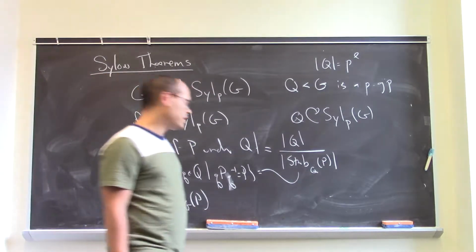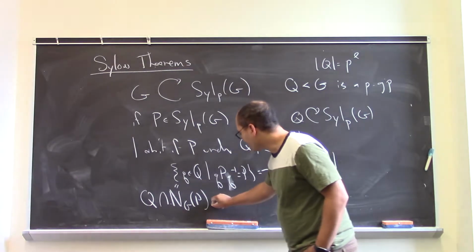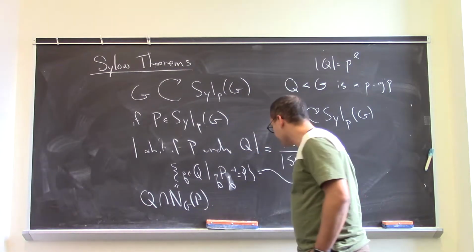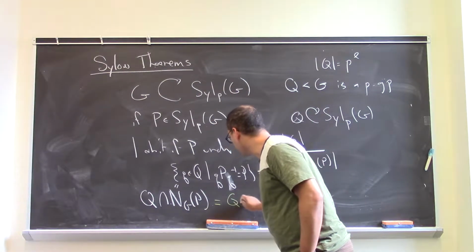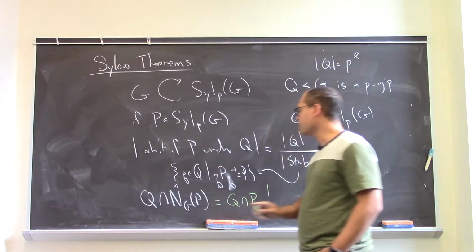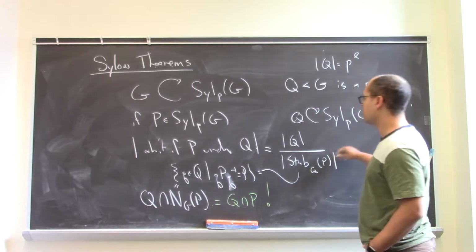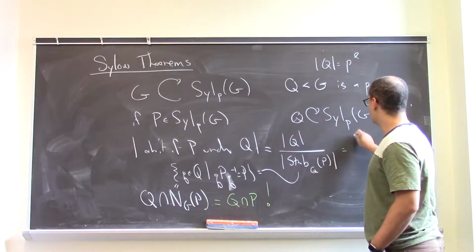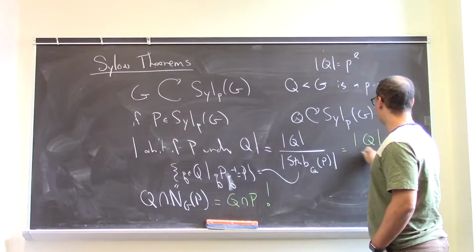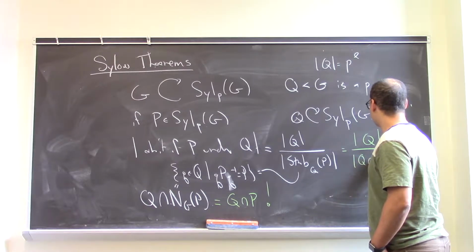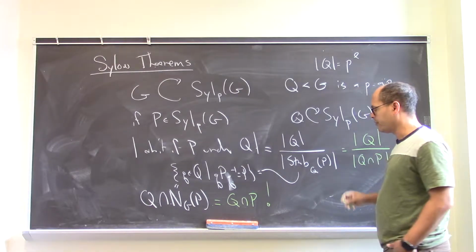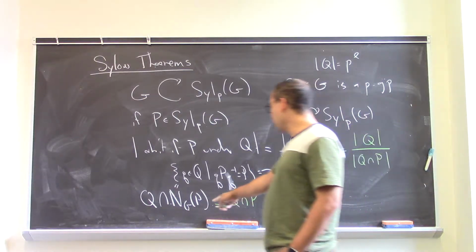Now, it turns out that, in fact, this is equal to just Q intersect P. Okay, so let's see why that is. So in fact, the claim is that the size of the orbit is really the number of things in Q divided by the number of things in Q intersect P. And that's going to be a very useful fact. So why is this true?